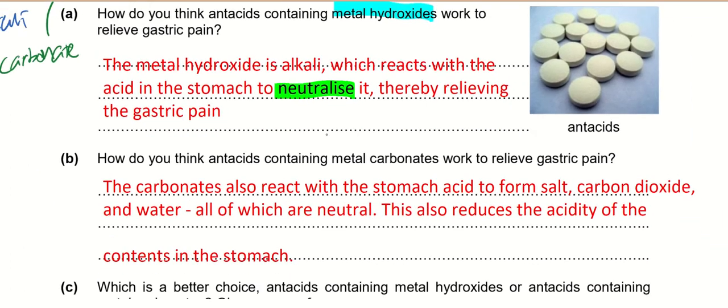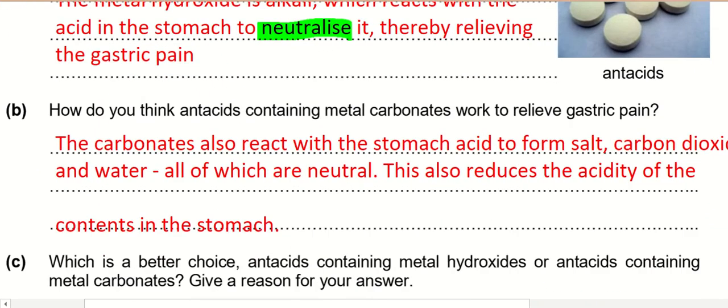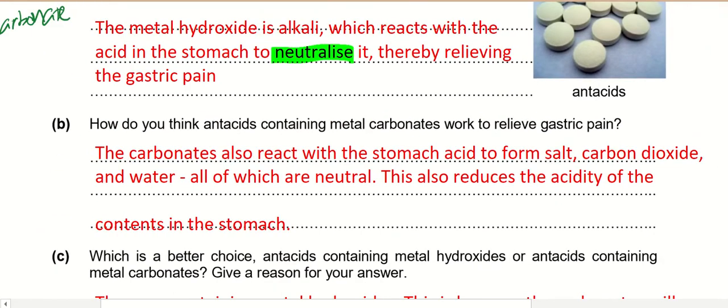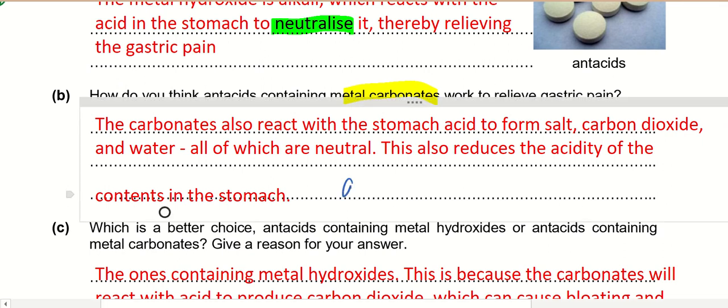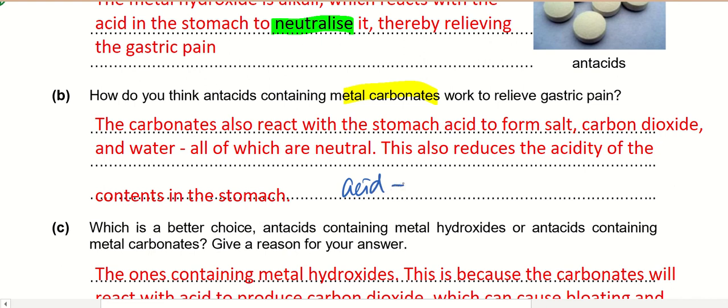All right, next. So how do you think antacids containing metal carbonates now? We are interested in looking at metal carbonates now. How does it help to relieve gastric pain? Here, in case some of you didn't catch it during class, let me just write it down by the side. You should be actively thinking of how acids react with metal carbonates. So I'm writing it down here. So what does it give us?